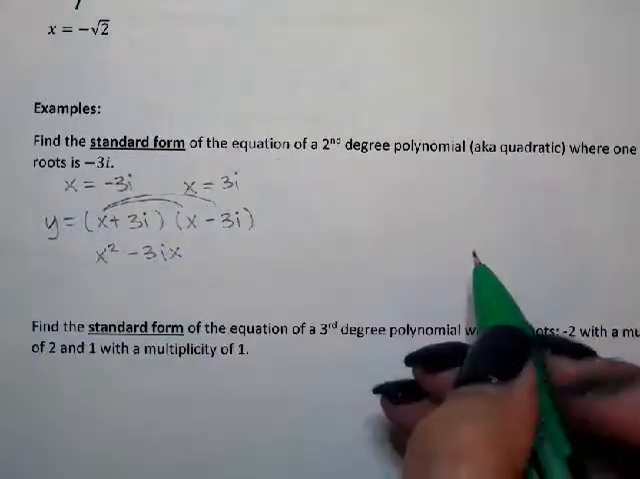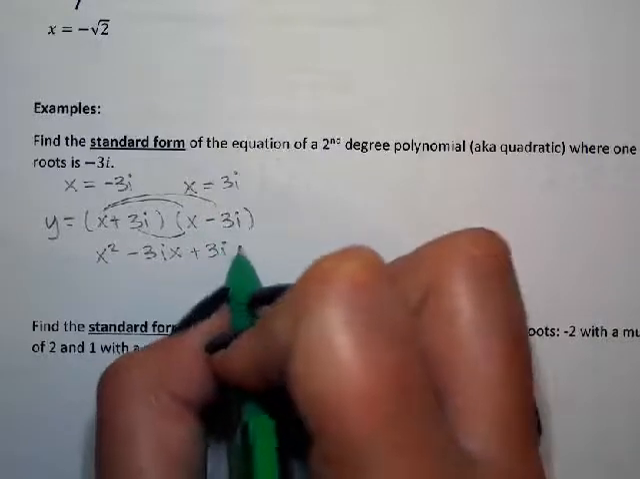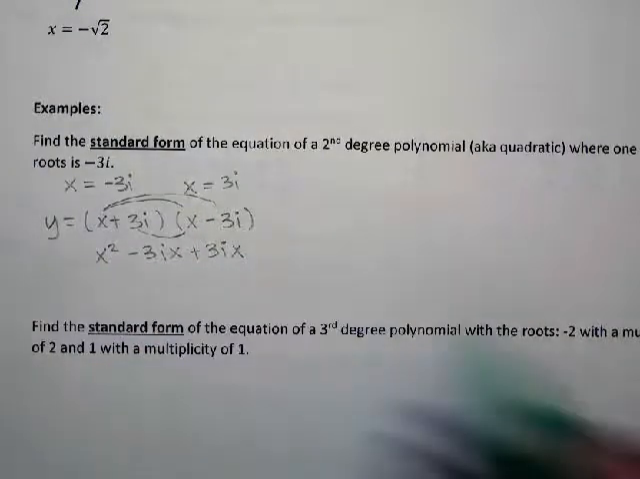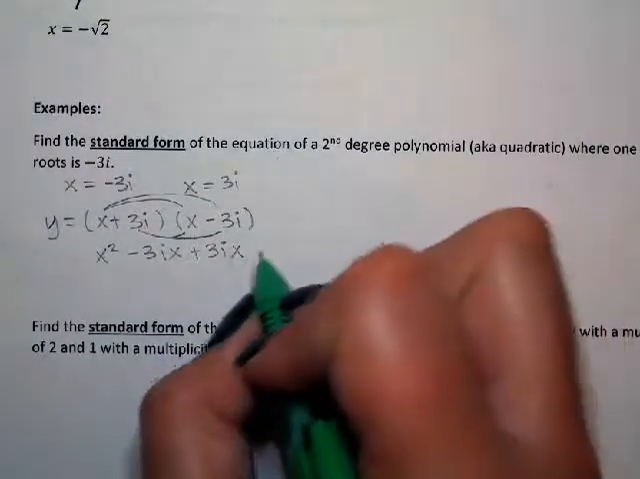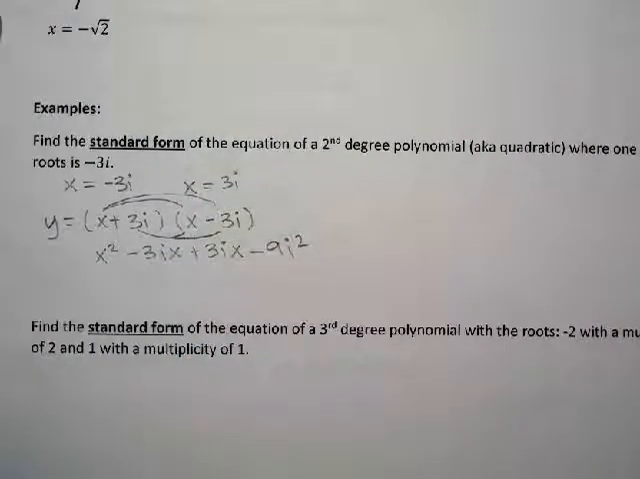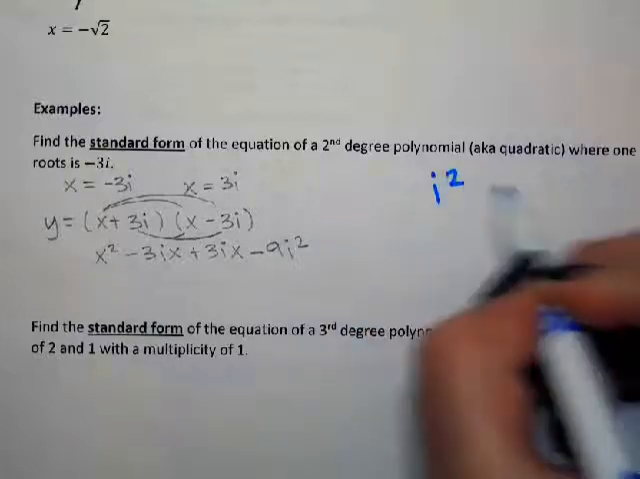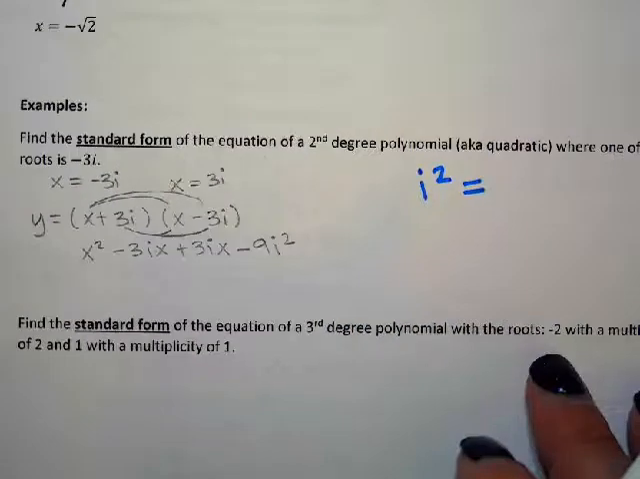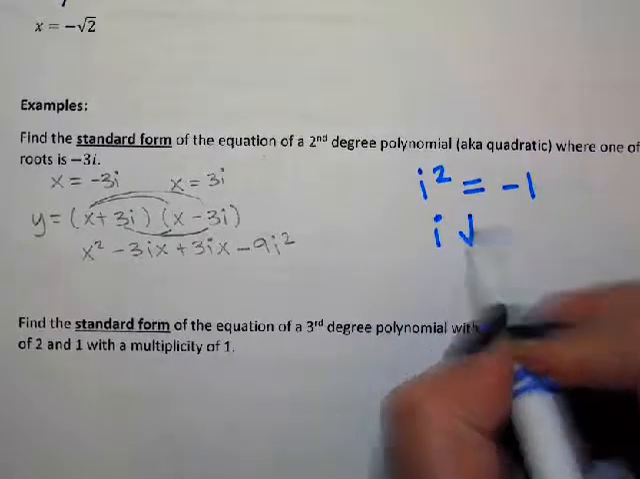Okay. Now we got to reach back to Math 2 for this next one. Now we got minus 9i squared. I squared equals what? Negative 1. i is the square root of negative 1. But this is what we're going to be using today. So anytime you see an i squared, that's actually a negative 1.